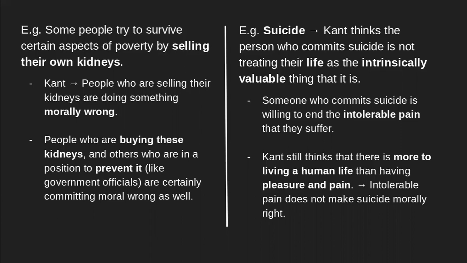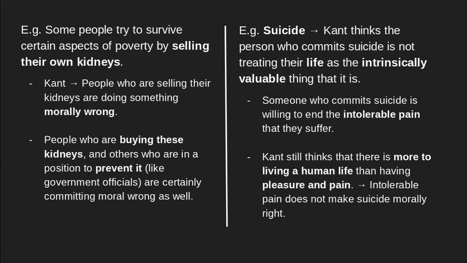Kant still thinks that there is more to living a human life than having pleasure and pain. Intolerable pain or suffering doesn't make suicide morally right. So, okay, this is quite controversial here. Kant is against suicide, it's clear, but the reasoning is controversial. It's not easy to grasp. So let's try to understand what Kant is trying to get at here.